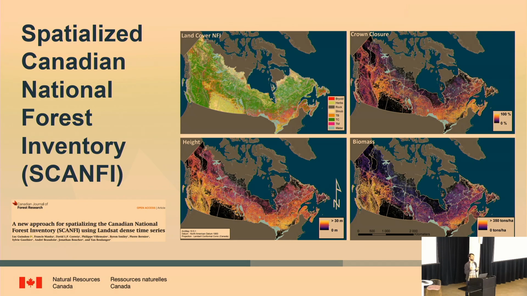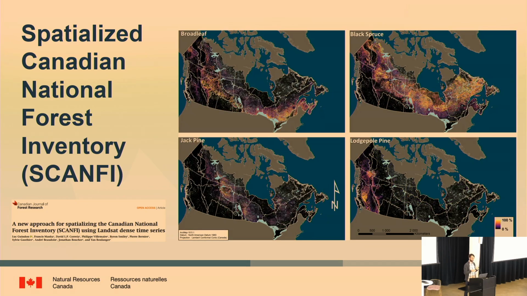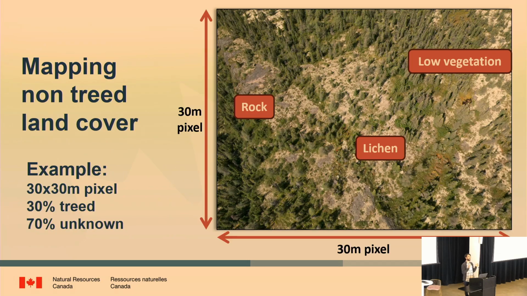And so we've mapped the land cover and species attributes. Crown closure is essentially the bird's-eye, top-down view of the area occupied by the tree canopy. We have the tree height and the biomass, as well as the distribution of 10 species and species groups, from broadleaves to black spruce, jack pine, lodgepole pine, and all those other things.